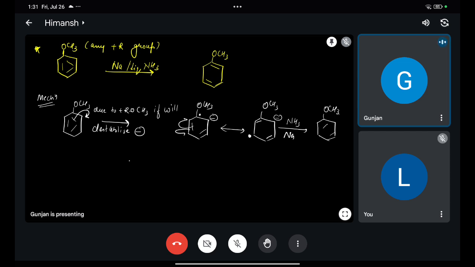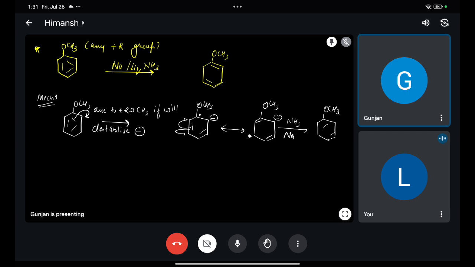Is it clear or no, Himansh? Tell me. I'm just repeating the things. The negative is given a proton, NH3 supplies H positive to this negative, and this radical will get electron from Na, and again NH3 will give H to this.